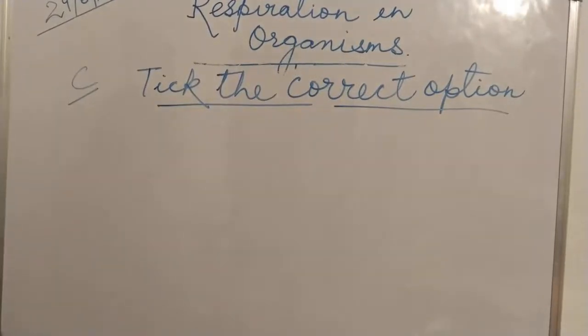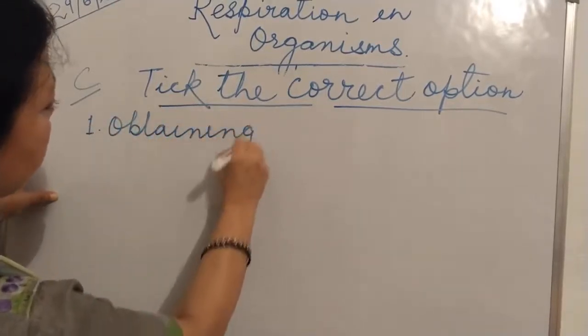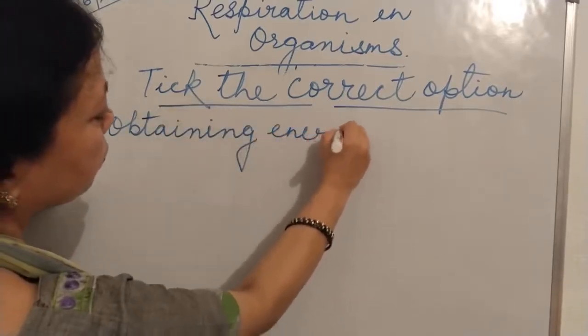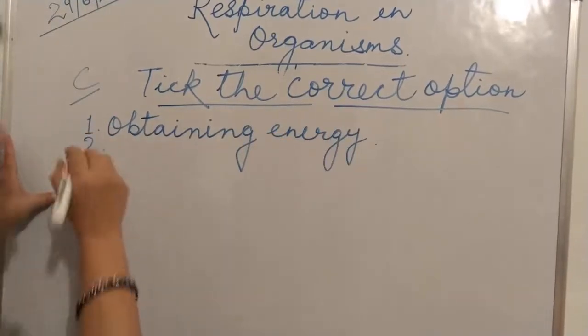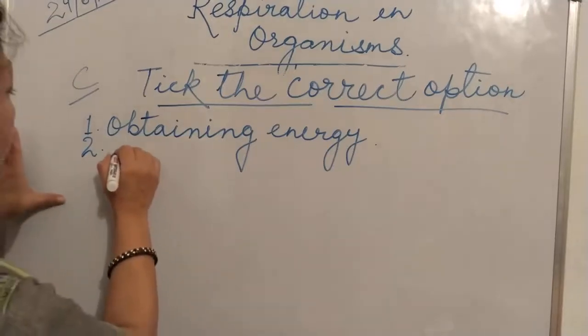First one is, respiration helps in, four options are given here: locomotion, absorption, digestion, obtaining energy. So respiration is associated with obtaining energy. So the correct answer will be obtaining energy. Second, stomata perform the function of absorption of gases, exchange of gases, absorption of minerals and movement of food. So the correct option will be exchange of gases. Stomata perform the function of exchange of gases.